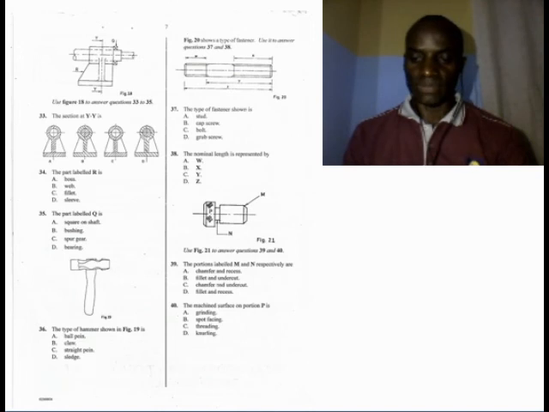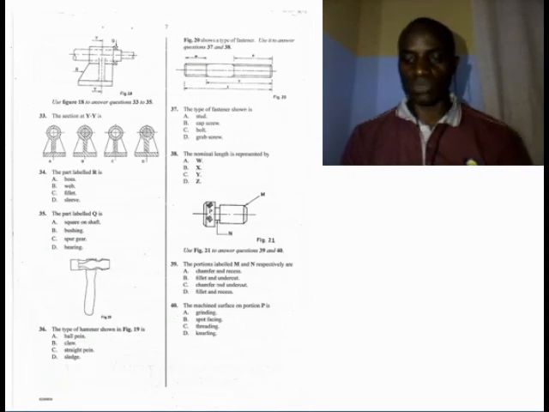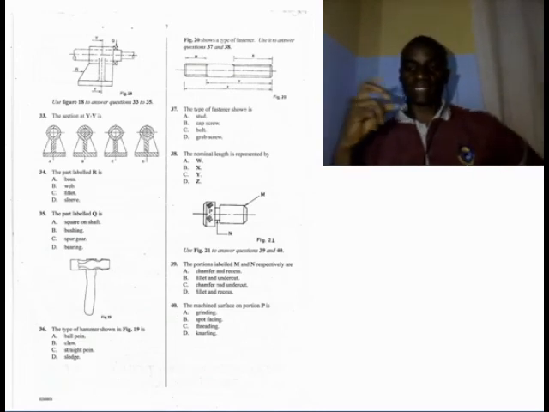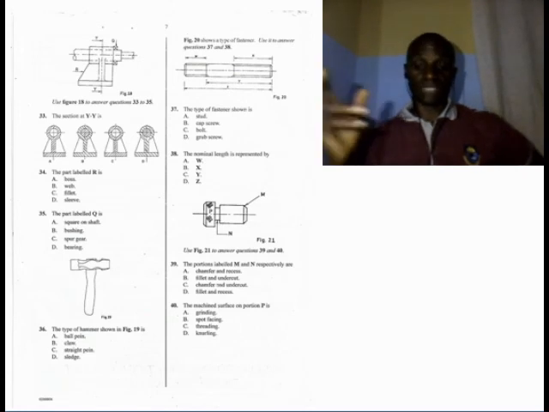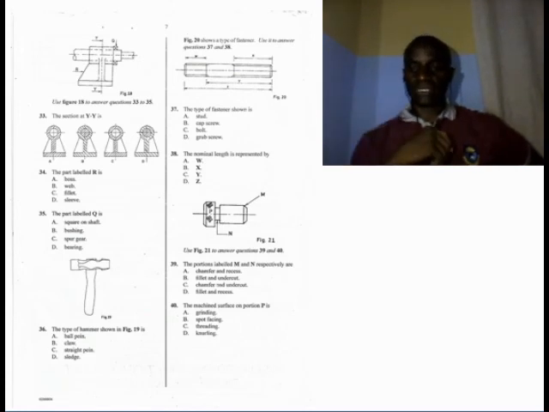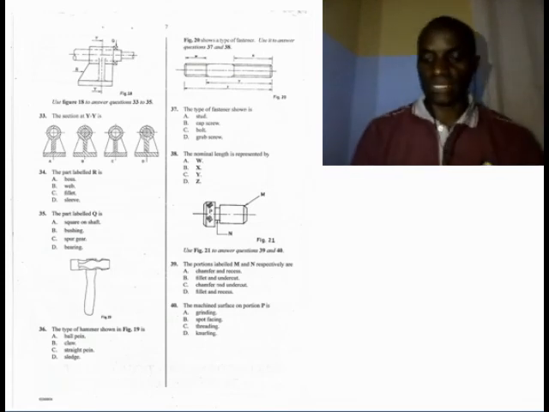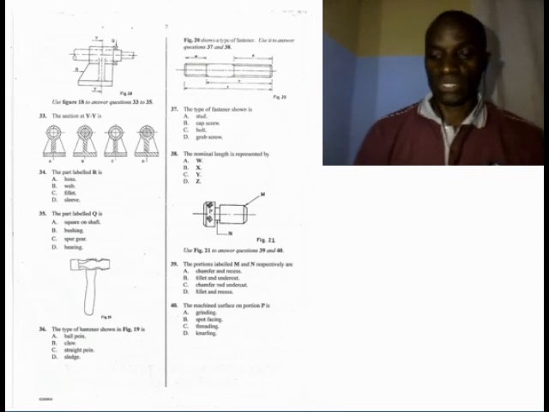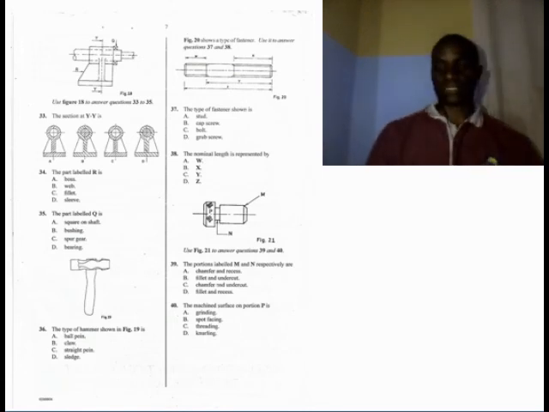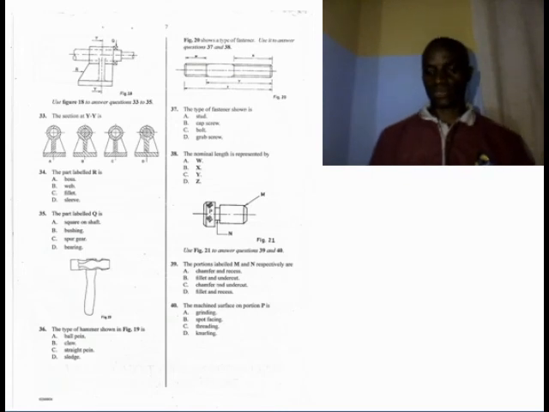Number 37. Figure 20 shows a type of fastener. Use it to answer questions 37 and 38. Question 37, the type of fastener shown is A, stud, B, cap screw, C, bolt, D, grub screw. The answer is stud. A stud normally has thread at both ends. That is what we call a tie rod in motor vehicles.